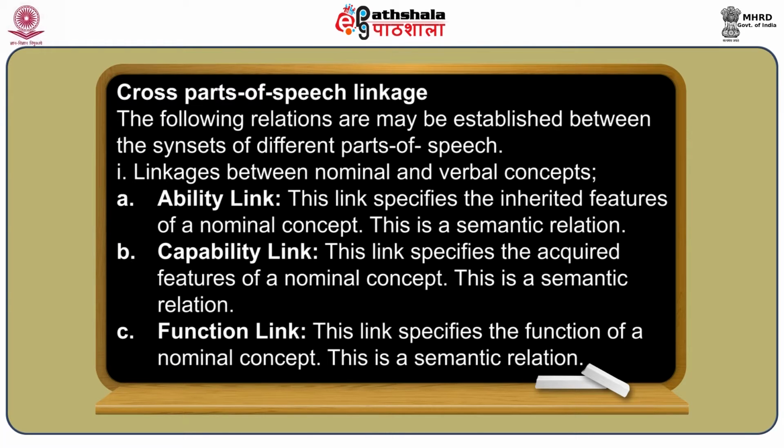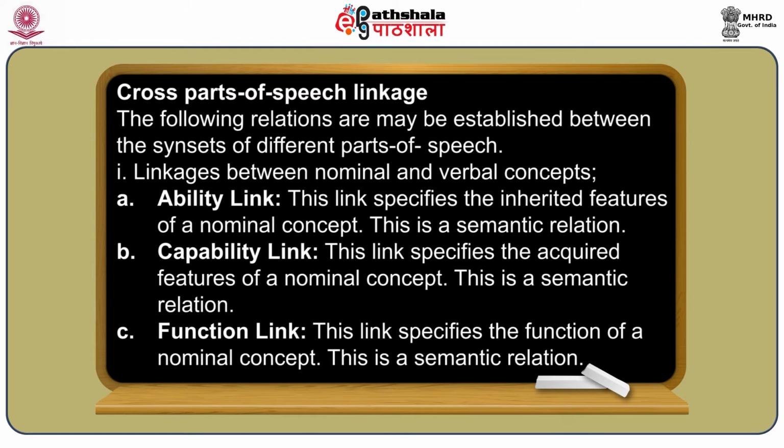Cross parts of speech linkage. The following relations are established between the synsets of different parts of speech. Linkages between nominal and verbal concepts. Ability link: the link specifies the inherent features of a nominal concept. This is a semantic relation. Capability link: this link specifies the acquired features of a nominal concept. This is a semantic relation. Function link: this link specifies the function of a nominal concept.